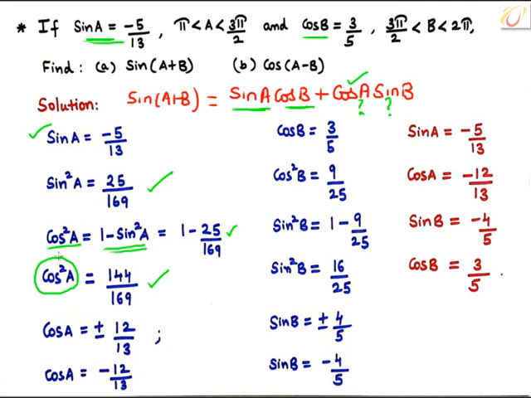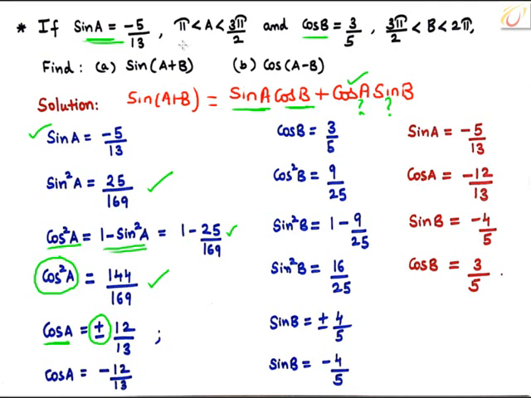But this is the value of cos square A. We want cos A. So if you take the square root of both sides, you will get cos A as plus or minus 12 by 13. Whether it is plus 12 by 13 or minus 12 by 13 will be decided by where the angle A is lying. Okay, what do I mean? We will need to go for quadrants.